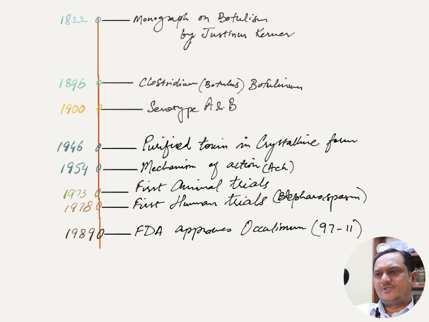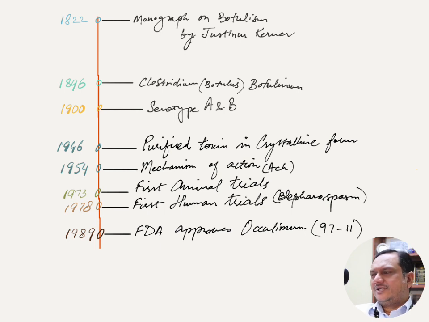1900, serotypes; purification in crystalline form in 46; mechanism of action, blocking acetylcholine release, in 54; animal trial 73; human trial 78; and in 89, FDA approval of Oculinum, which was called the 97-11 formulation, which was replaced in 1997 later on.